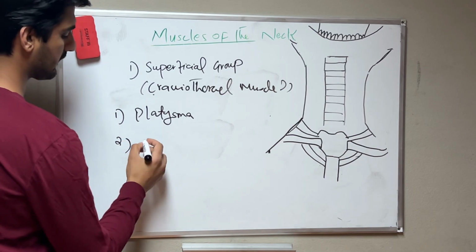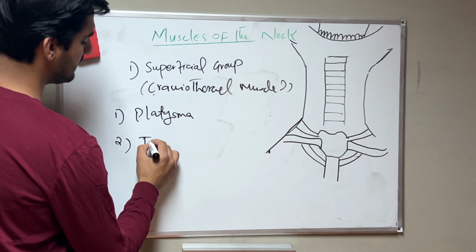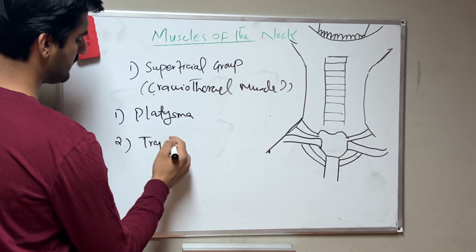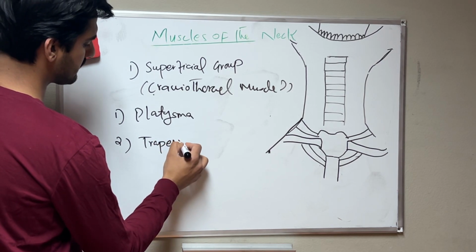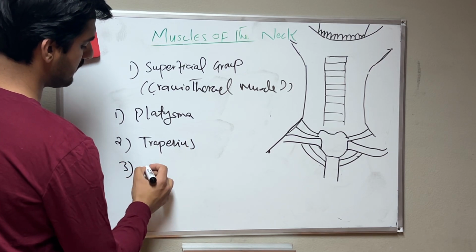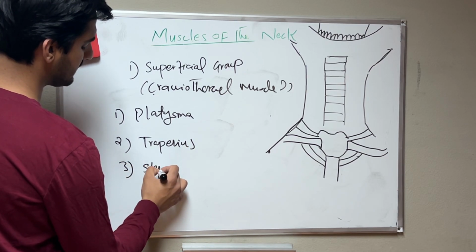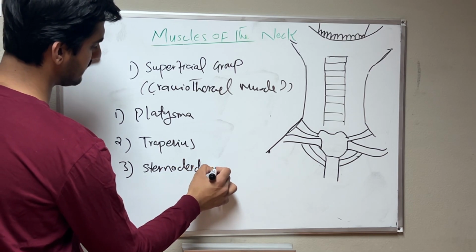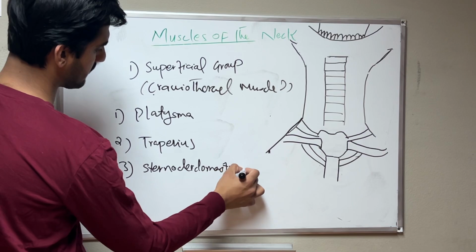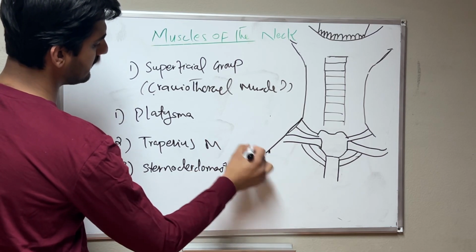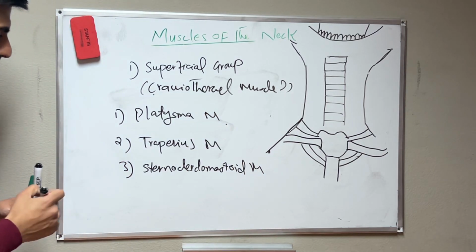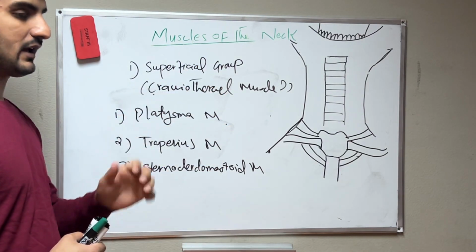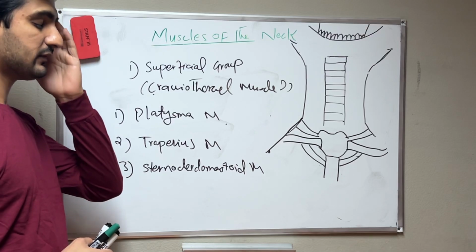Second we have trapezius. And third we have sternocleidomastoid muscle. These are the 3 muscles which take part in the superficial group muscle of the neck. Now I will show which muscle goes from where to where.